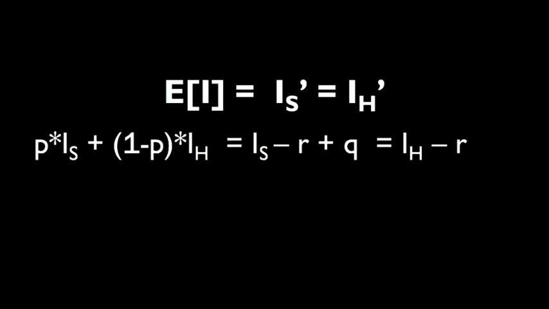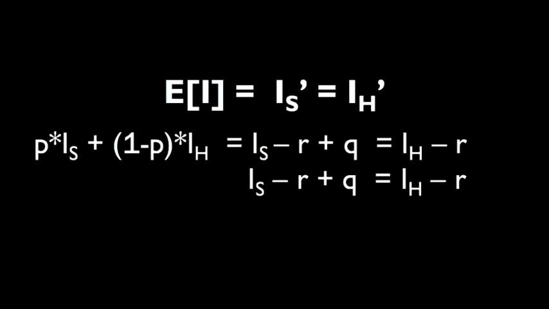Here's what we know. EI is equal to P times IS plus (1 minus P) times IH. And we know that IS prime is equal to IS minus R plus Q. And we know that IH prime is equal to IH minus R. First, we can take the last two terms and use those two terms to solve for Q.